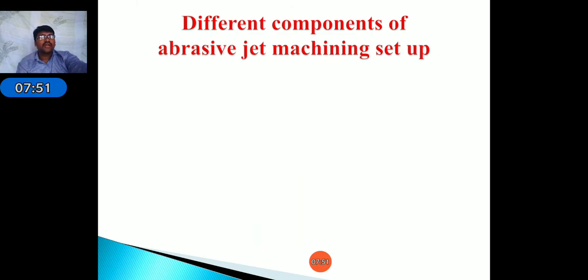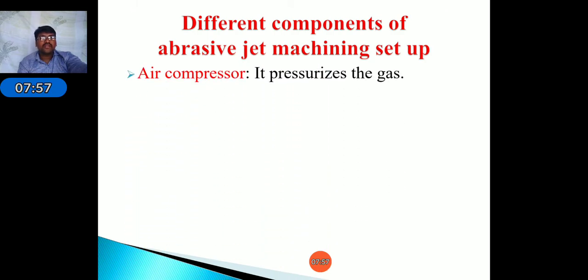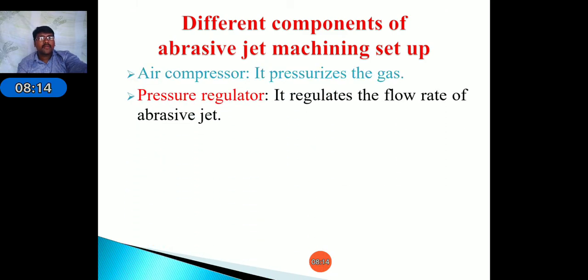Next, the different components of abrasive jet machining, we will discuss one by one. First of all, the air compressor. What is a compressor? A compressor will compress the air available in the atmosphere. It takes the input and the output has high pressure. That is known as compressed air or pressurized gas. Next, pressure regulator. It regulates the flow rate of the abrasive jet.